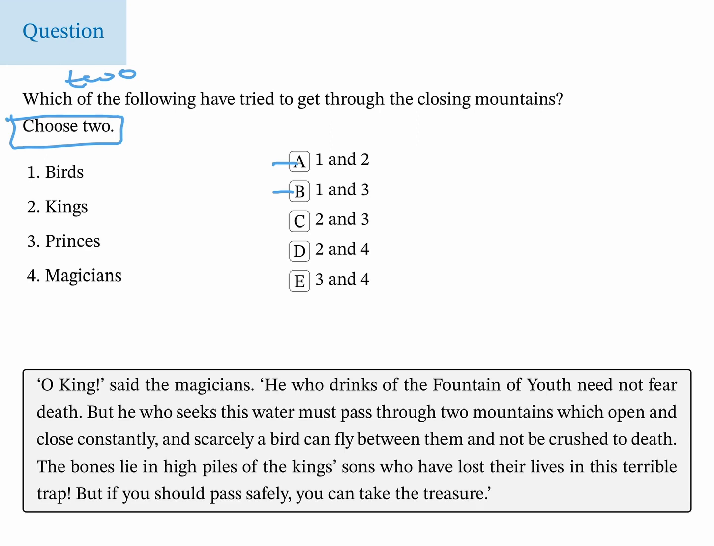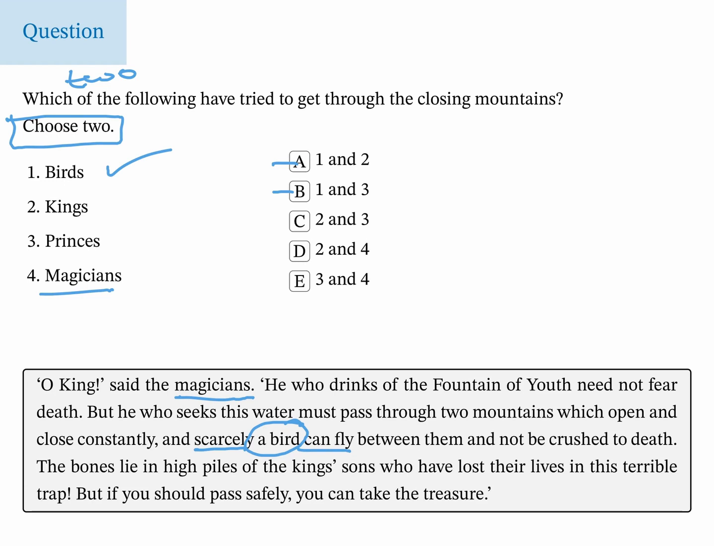Okay, so we have the options of birds, kings, princes, and magicians. Now, magicians, nobody's chosen magicians. Very good, well done. The magicians haven't said anything about them trying to get through. And in fact, they're saying it's pretty dangerous and he probably shouldn't. So we've got birds, kings, princes. Now, a bird is mentioned here. Scarcely a bird can fly between them. Scarcely means only just, almost not. So a bird can get through, but almost not. Okay, so we know that birds have tried to get through the closing mountains.